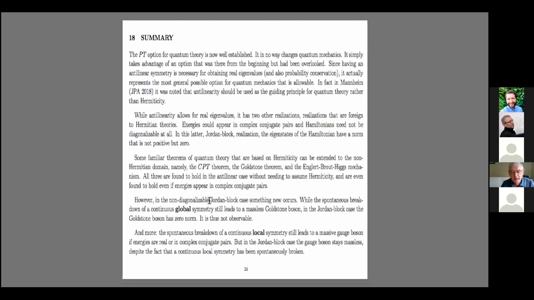However, in the non-diagonalizable Jordan block case, something new occurs. While the spontaneous breakdown of a continuous global symmetry still leads to a massless Goldstone boson, in the Jordan block case, the Goldstone boson has zero norm. It is thus not observable. And more, the spontaneous breakdown of a continuous local symmetry still leads to a massive gauge boson if energies are real or in complex conjugate pairs. But in the Jordan block case, the gauge boson stays massless, despite the fact that a continuous local symmetry has been spontaneously broken.